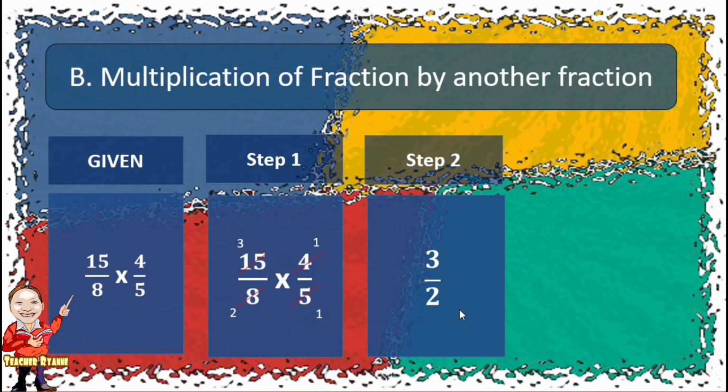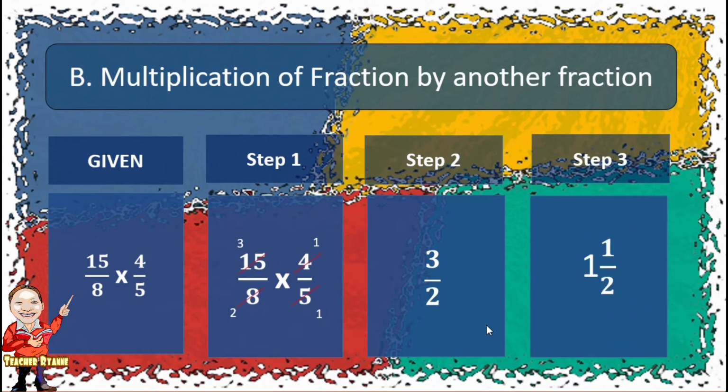But what do you notice? Since the answer is an improper fraction, we will convert it to a mixed number. So, 3 divided by 2 is 1, with a remainder of 1, and copy 2. So, our final answer will be 1 and 1/2. Okay? So that is multiplication of a fraction by a fraction.